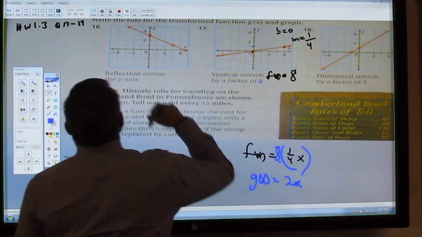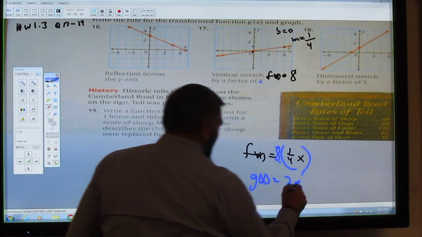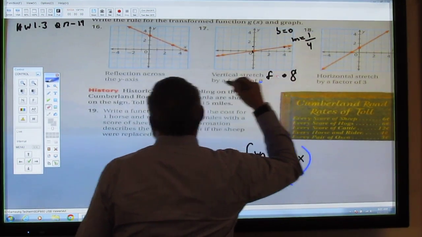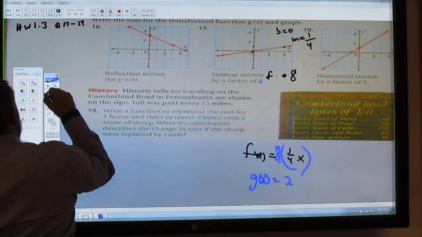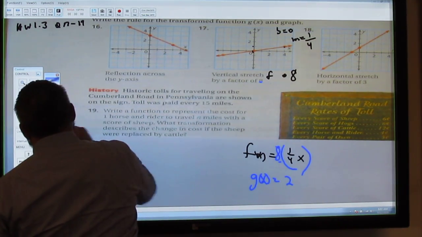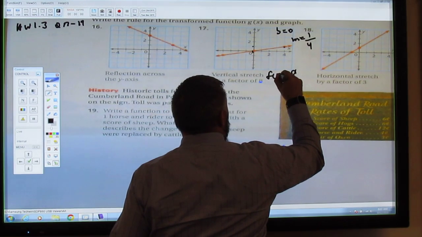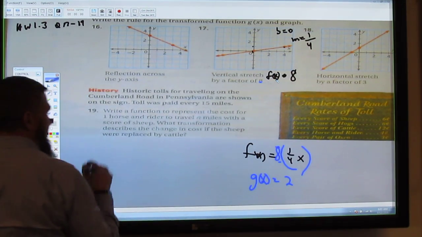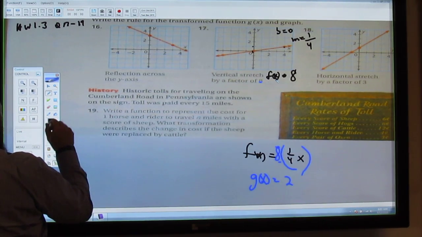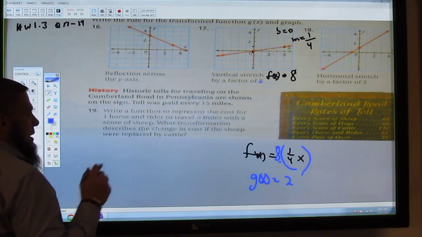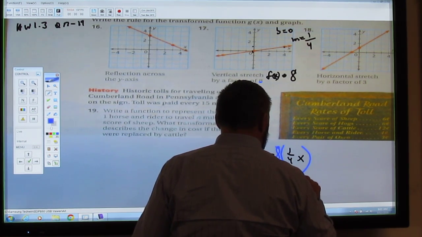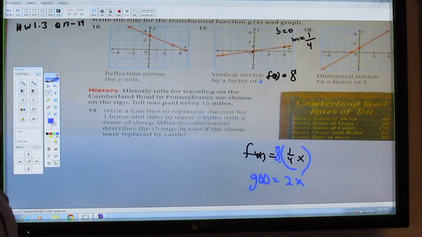You know, my writing is really bad with this. Let's see here. It just doesn't want to pull up off the board. It just keeps writing. But my g of x is 2x, right?